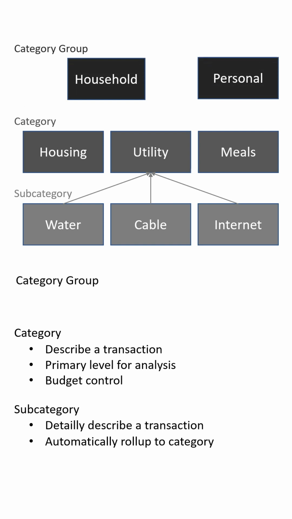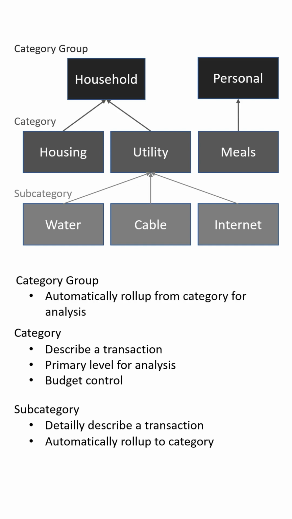Category groups are used to summarize categories and provide high-level analysis. Once specified for a category, figures will be automatically rolled up whenever applicable. For example, if you register transactions under categories such as housing, water, or cable, you can see the overall household spending without any further manipulation.